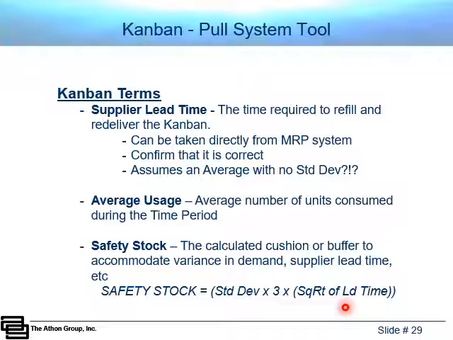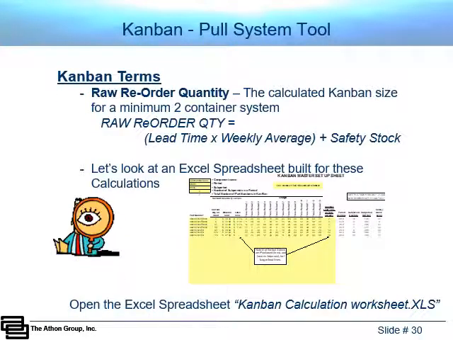But sometimes you get demand for 7 units, sometimes it's 9 units, sometimes it's 8 units, sometimes it's 13 units. The average may be 10, which means half the time it's below the average and half the time it's above the average, as we discussed when we talked about our normal distribution and the 68, 95, 99.7 rule. So the safety stock is just a cushion to help accommodate that variability. So the raw reorder quantity then typically is your lead time times your average period. So if you're looking at lead time in weeks, then you would take your lead time in weeks times your weekly average plus some safety stock.